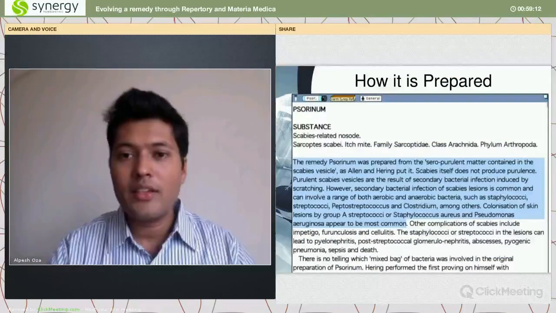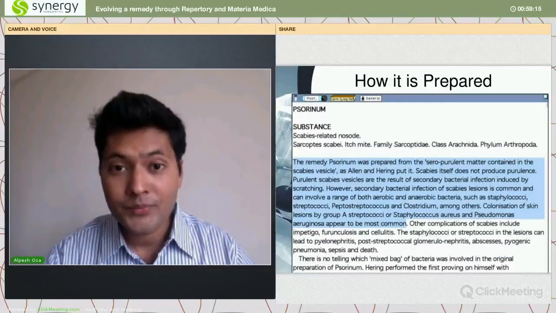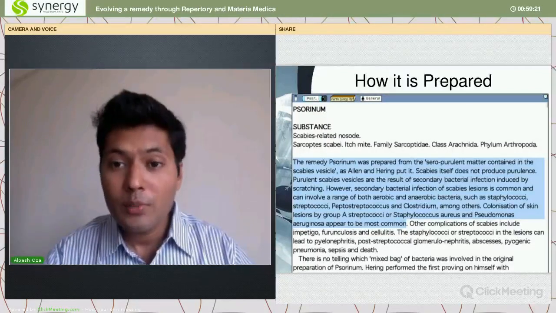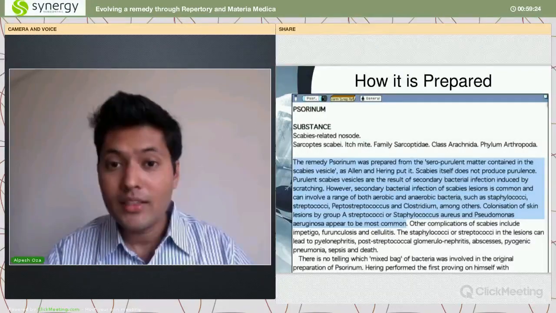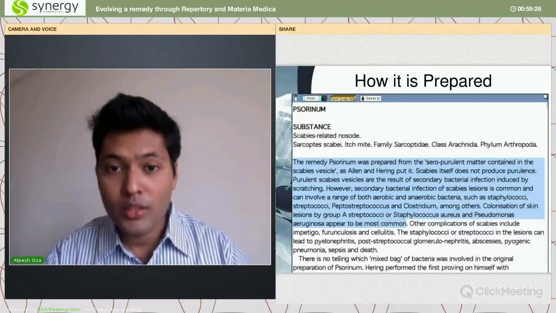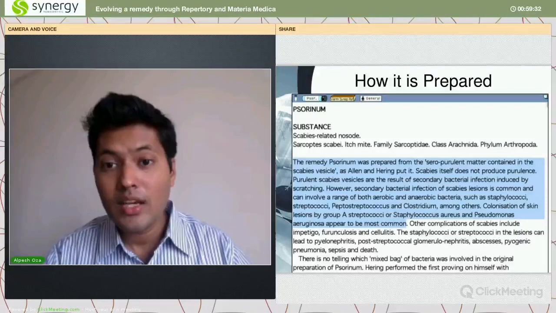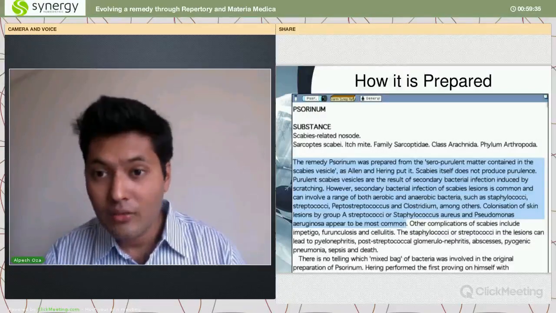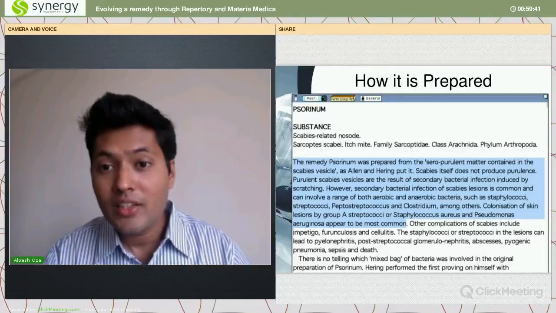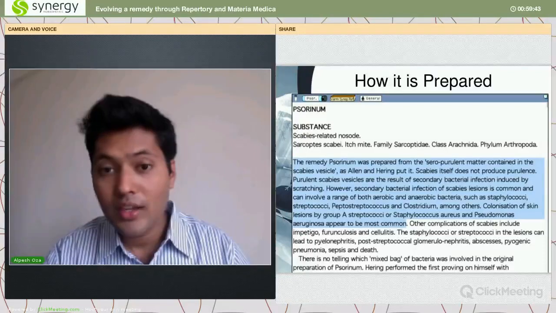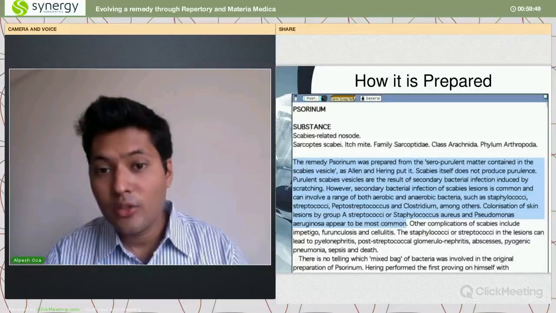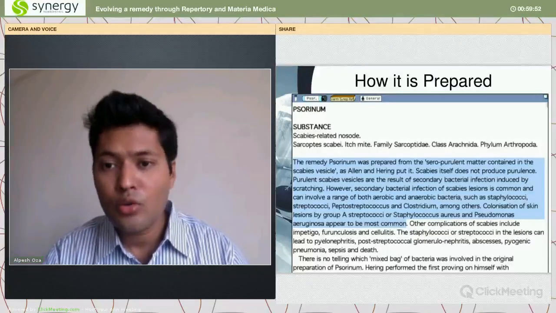To begin with, let us understand how it is prepared. So we see the remedy Psorinum was prepared from the seropurulent matter contained in the scabies vesicle. Scabies itself does not produce purulence. Purulent scabies vesicles are the result of secondary bacterial infection induced by scratching. However, secondary bacterial infection of scabies lesion is common and can involve a range of both aerobic and anaerobic bacteria such as staphylococci, streptococci, and so on.